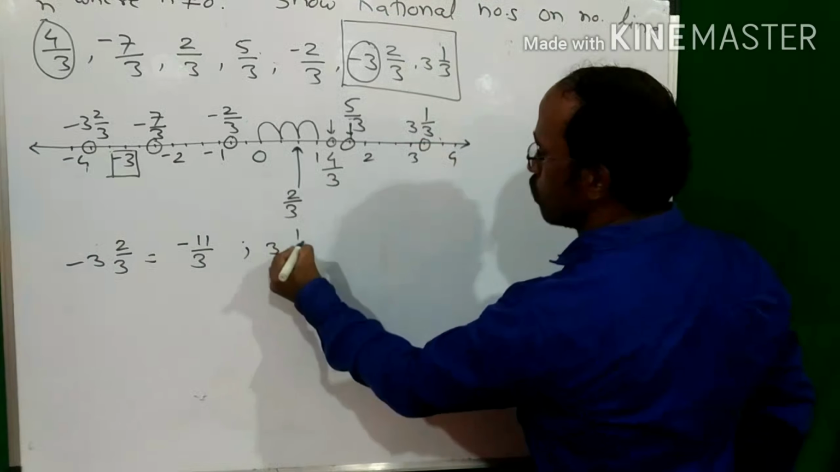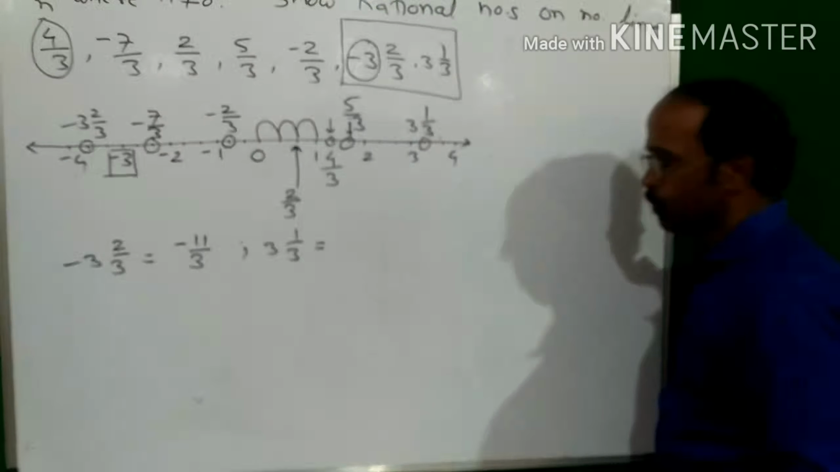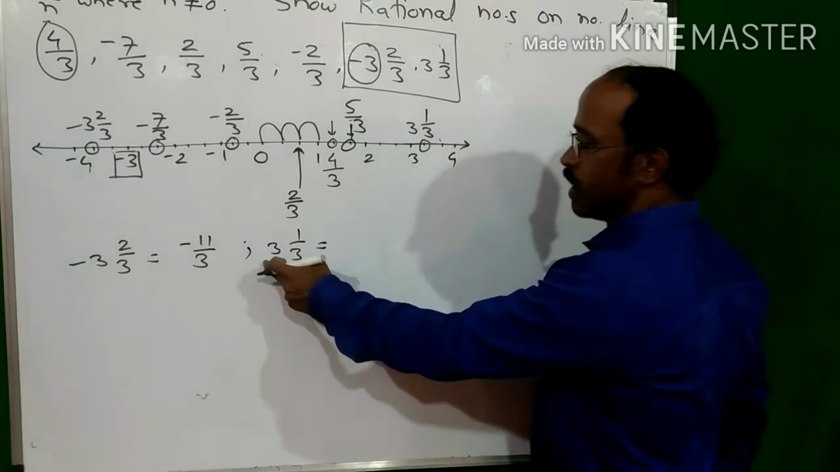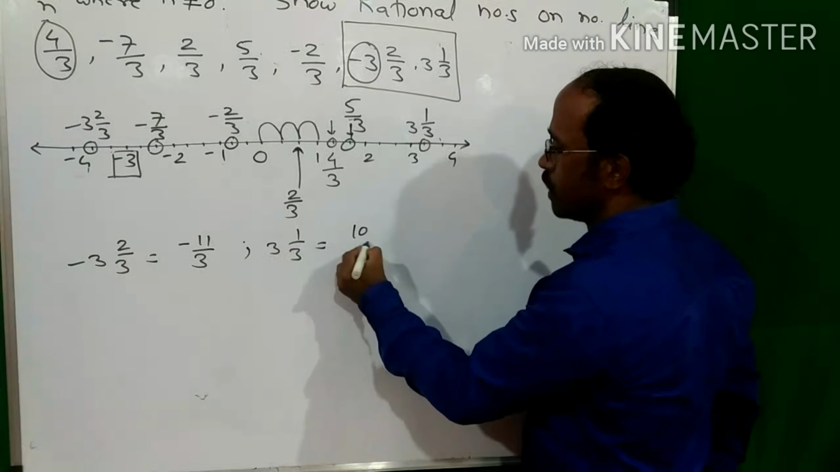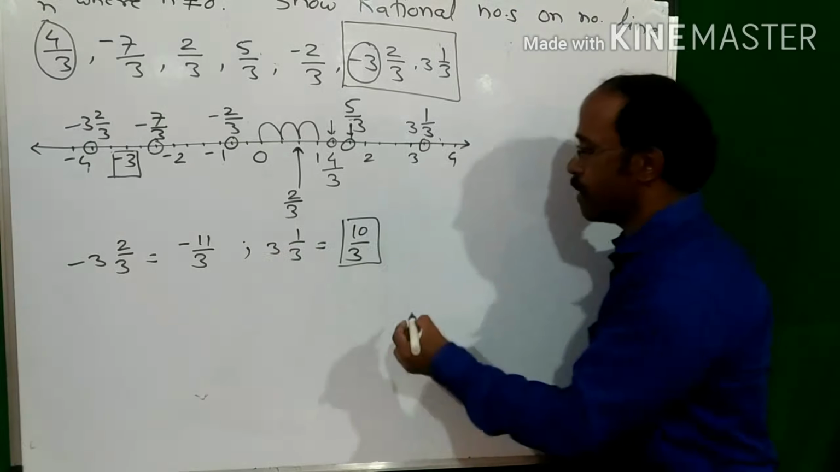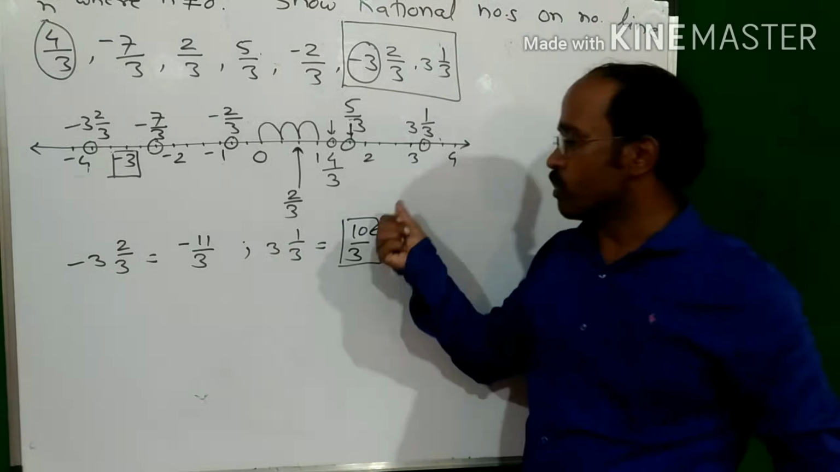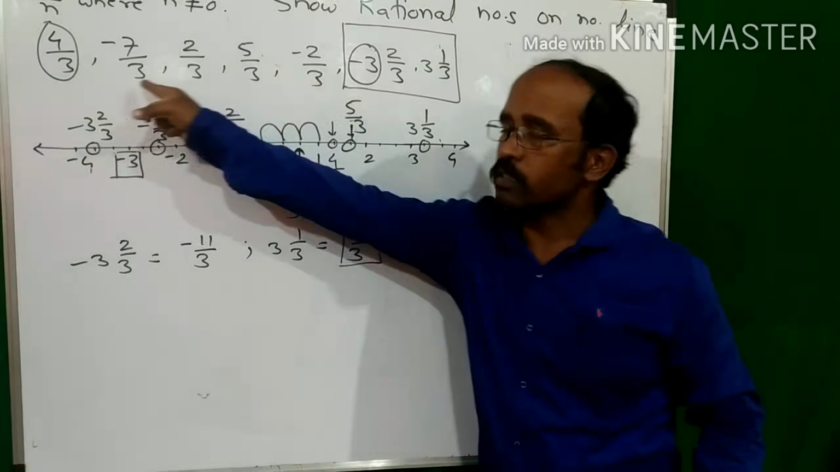3 completed 1 upon 3. If we convert it into a fraction, so it will be 3 3s are 9, 9 plus 1, 10. 10 upon 3. And what is meant by 10 upon 3? Numerator is 10. So we have to show the 10th partition by this method.